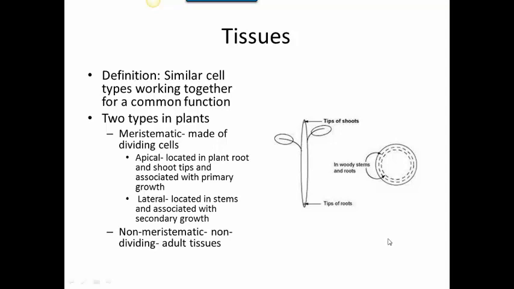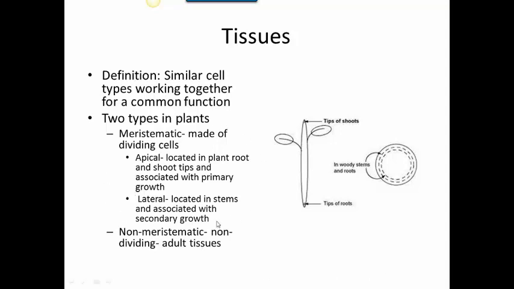Plants also have meristematic tissues in the stem. So this is a cross section of a stem, and there's a little cylinder. If the plant is a woody plant that's undergoing secondary growth, which means it's growing in girth, the stem is getting bigger, it's going to have meristematic tissues in the stem. So these are called lateral meristems. And the cell division that's happening in the lateral meristems is how the plant stem gets wider.